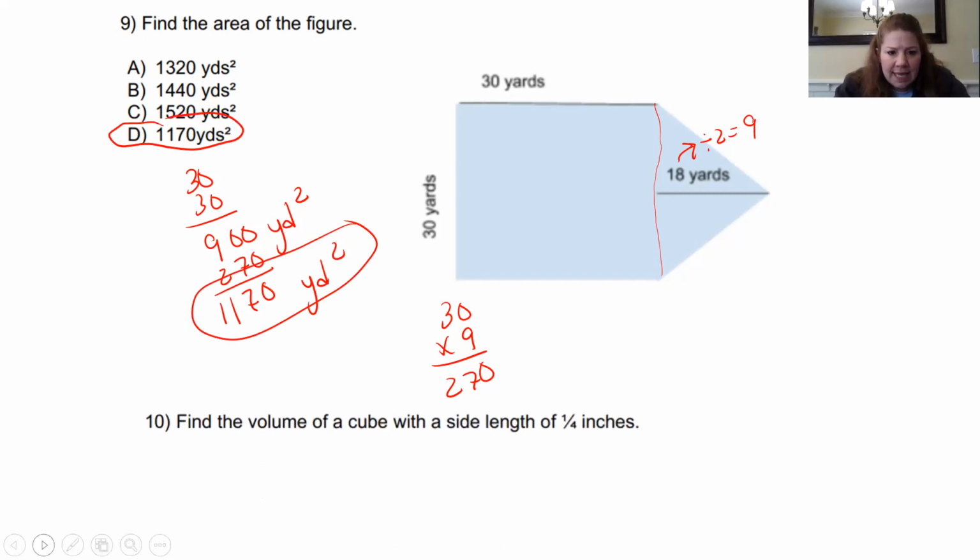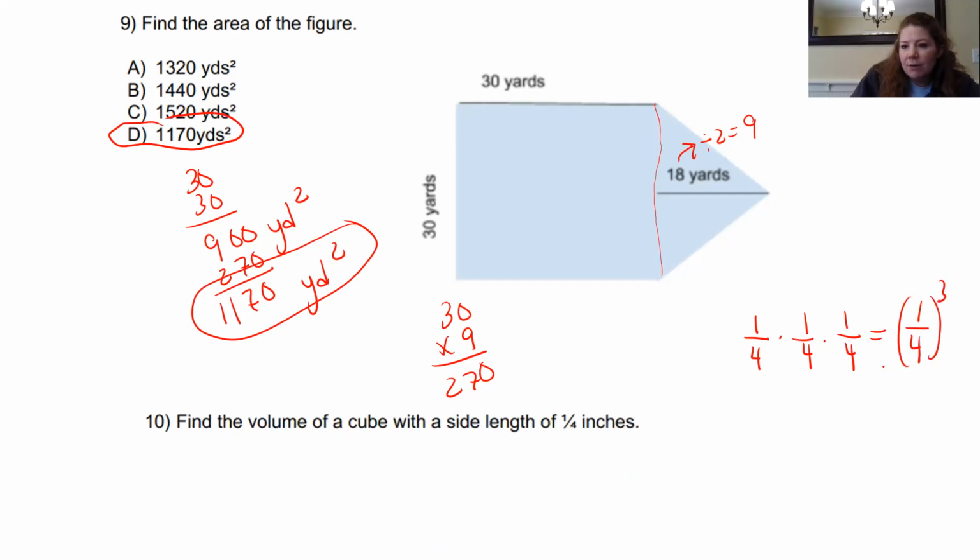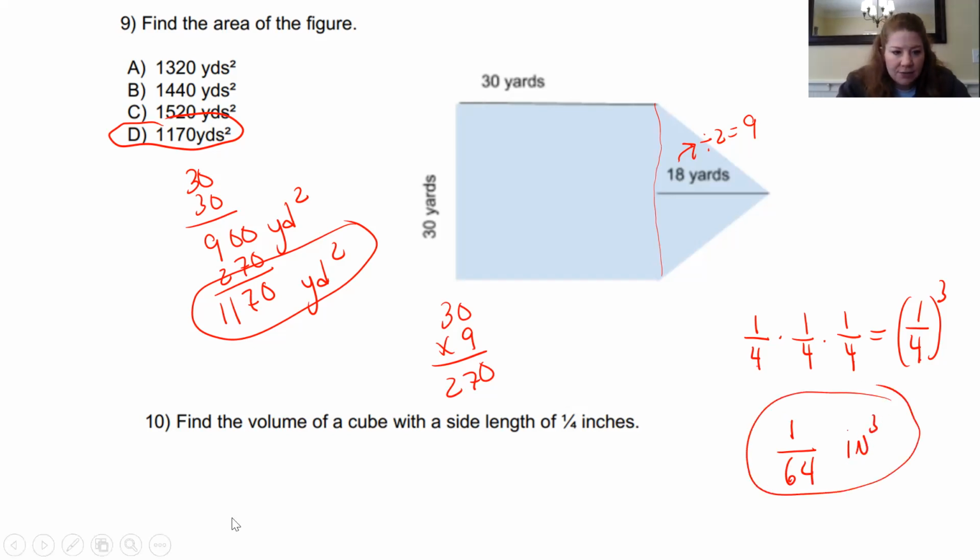All right, number 10, find the volume of a cube with side lengths of 1/4 inches each. So 1/4 times 1/4 times 1/4, you know what, that's the same thing as 1/4 to the 3rd power. Well, anyway, 1 times 1 is 1, 1 times 1 times 1 is 1, and then 4 cubed is 64. So 1/64 inches cubed is the right answer.